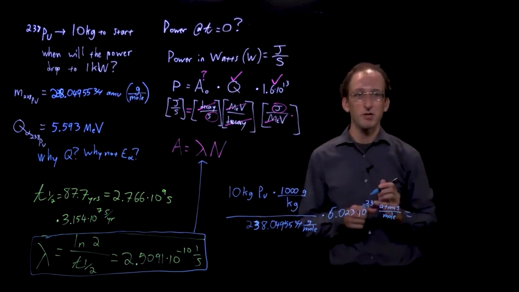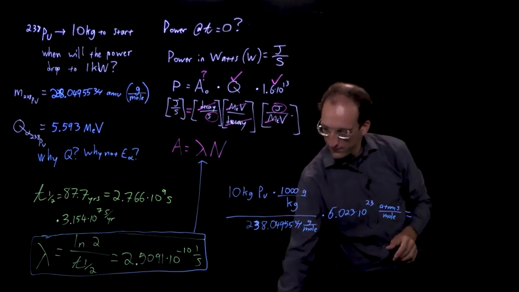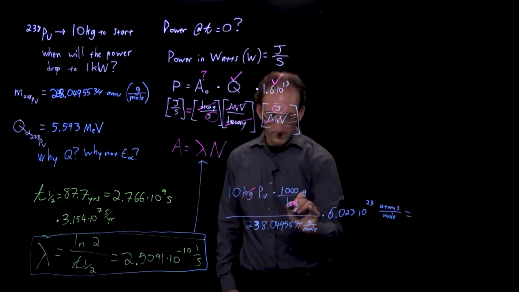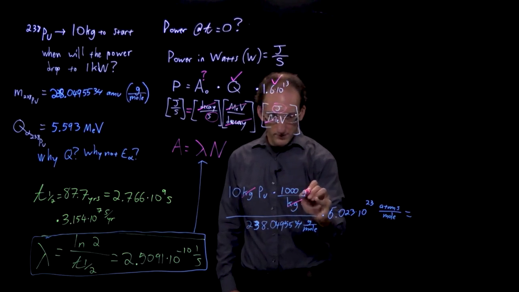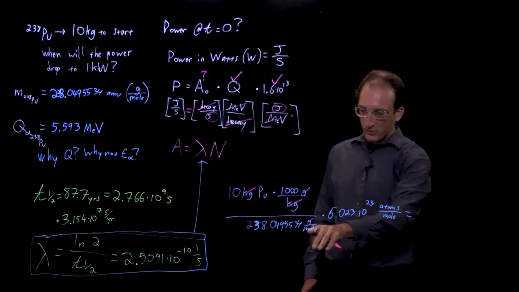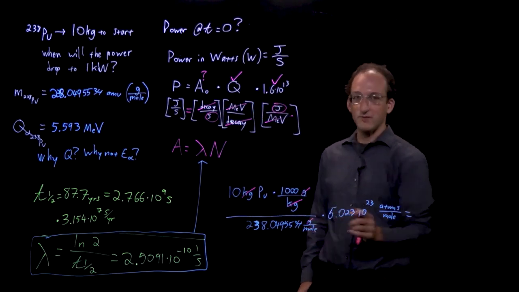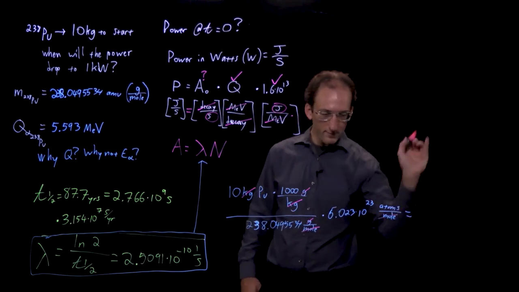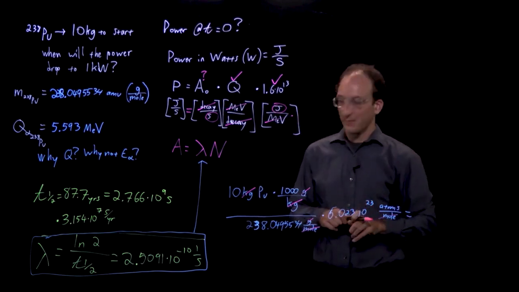This is a good time to check our units, so let's do so. So we've got kilograms on the top, kilograms on the bottom. We've got grams on the top and grams on the bottom. This mole, which is in the bottom fraction on the bottom, is effectively on the top. We have a mole on the bottom, and we're left with a number of atoms. Great.